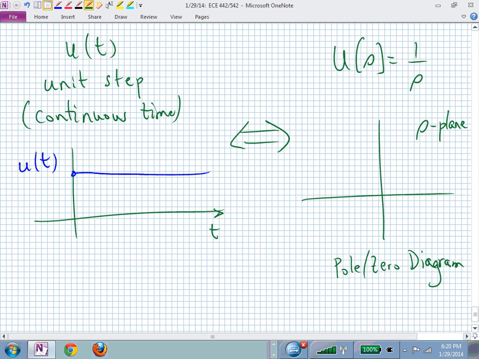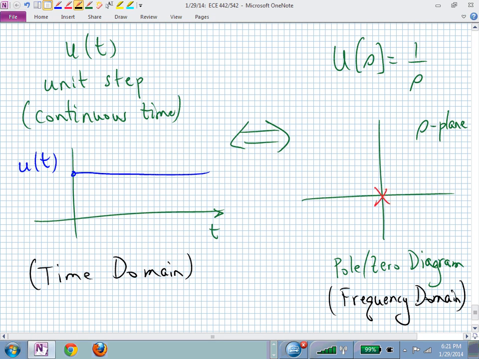Do I have any finite values of S that cause that to go to infinity? Zero. So I do have a pole, and it's right there. So that's now my pole zero diagram in the S-plane. This is now the time domain, and this is the frequency domain. And that's the unit step in the continuous time setting.